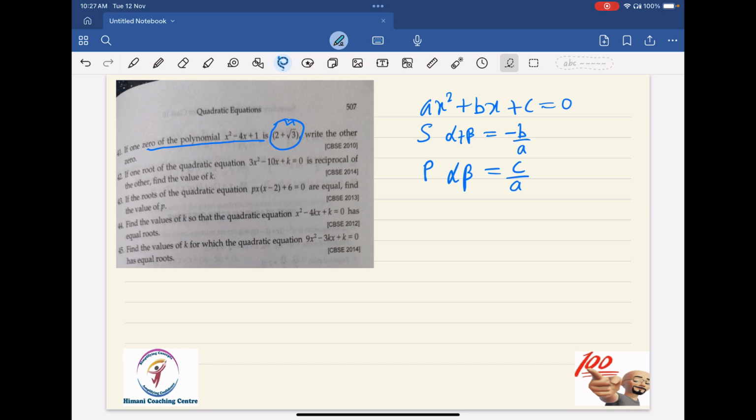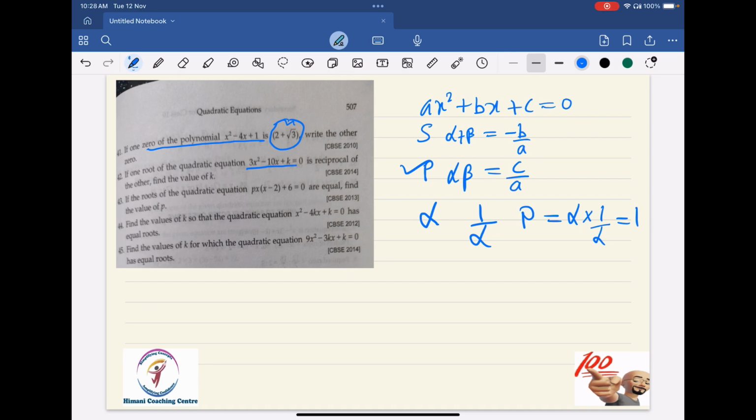Now, let us look at the next question, which again seems similar. It says one root of the quadratic equation 3x square minus 10x plus k equals 0 is the reciprocal of the other. Now, reciprocal means what? If one of the roots is alpha and the other root is 1 by alpha, what would be the product? The product will be alpha times 1 by alpha, which is 1. So we will again go with the product.